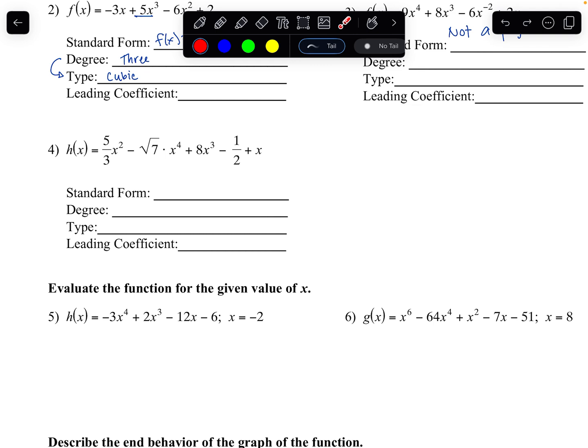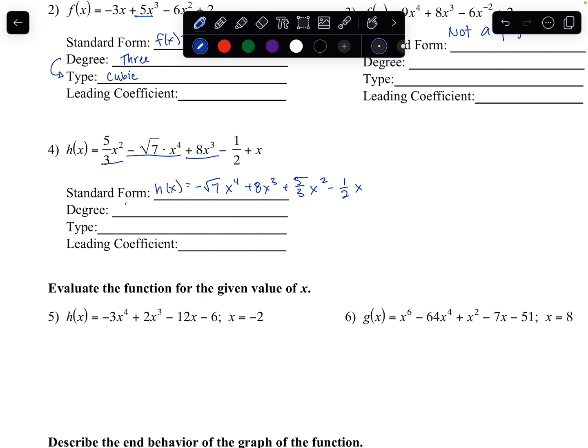Is this a polynomial? So this x is to the power 2, that's okay. This x is to the power 4, okay. Power 3, power 1. This is a polynomial. And so the term with the highest degree is this term right here. So we'll say h of x is equal to negative root 7 x to the 4th, and then the next highest term is 8x to the 3rd, and then plus 5 over 3 x squared minus 1/2 x. So there's a polynomial written in standard form.